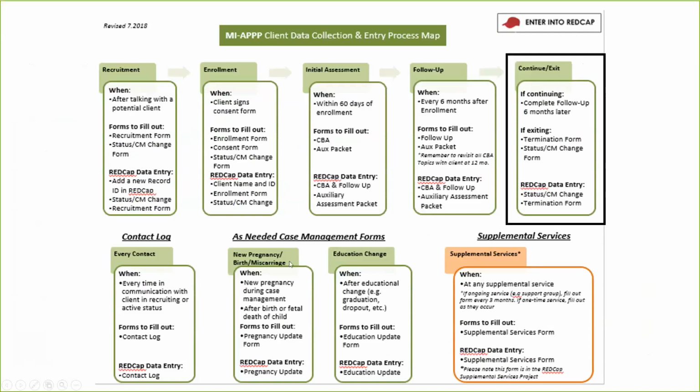The next phase in the process map is to either continue the program or to exit. If your client is continuing the program, you would continue filling out the follow-up forms every 6 months. And if your client is exiting, you will fill out the termination form and the status/case manager change form, which we already covered.